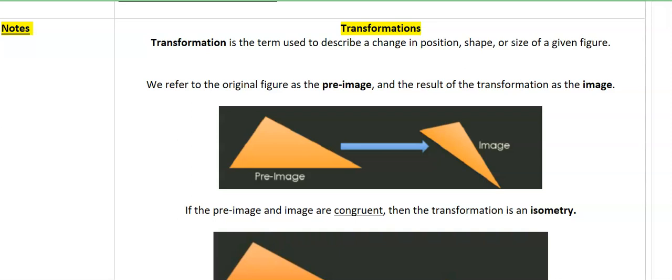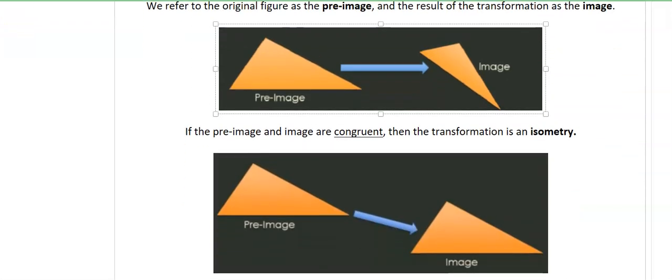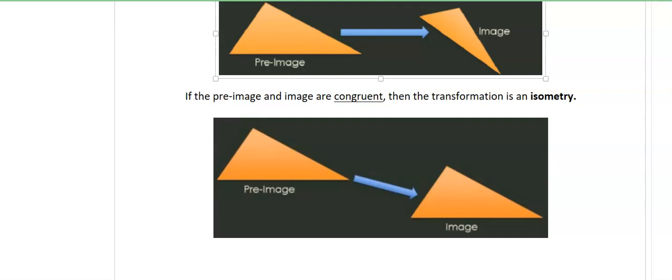So today we are going to be looking at transformations. A transformation is the term used to describe a change in position, shape, or size of a given figure. So we refer to the original figure as the pre-image, which would be right here, and the result of the transformation as the image. Now, if the pre-image and the image are congruent, which remember we went over congruent in the warm-up, then the transformation is an isometry.